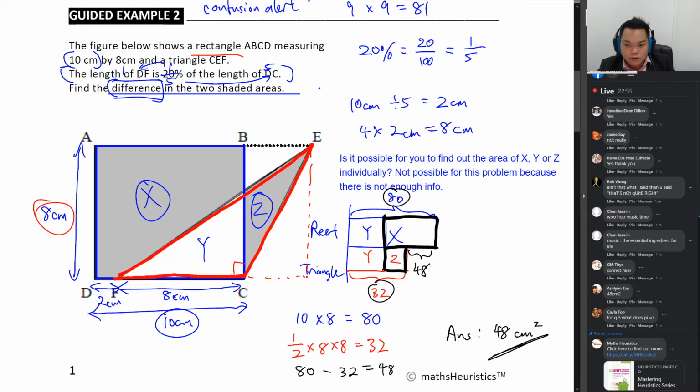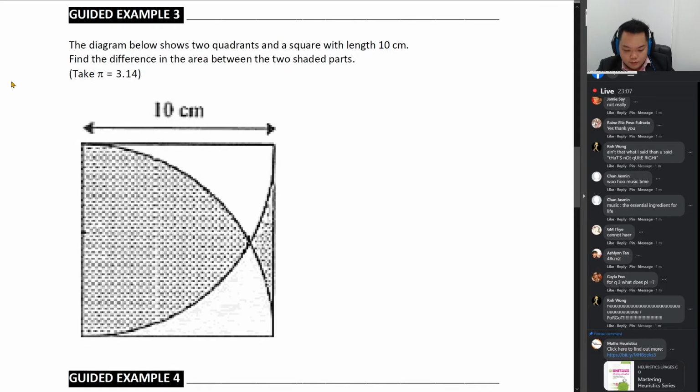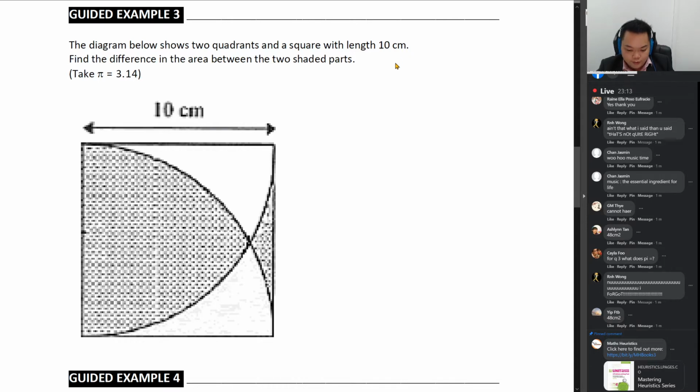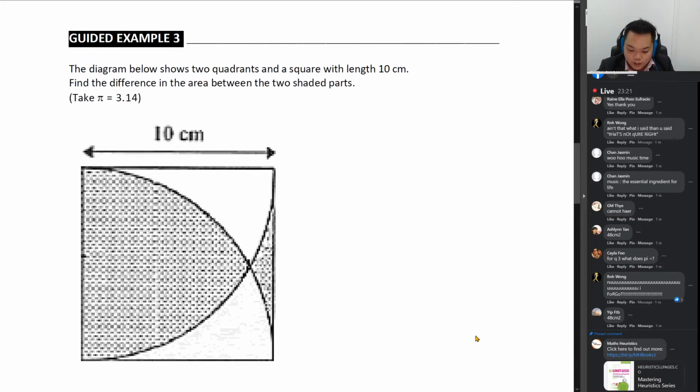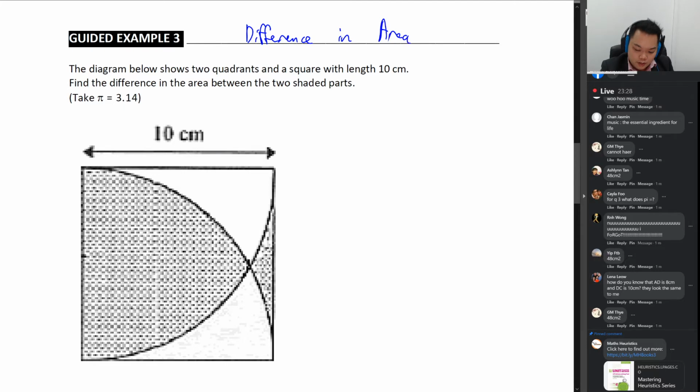Okay, so next up, over here, number 3. The diagram below shows 2 quadrants and a square with length 10 cm. Find the difference in area between the 2 shaded parts. So again, this one is on the difference in area. The key idea here is that when you're dealing with the difference in area, you don't necessarily need to obtain the individual values first.